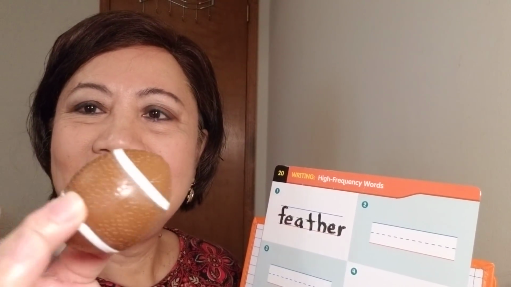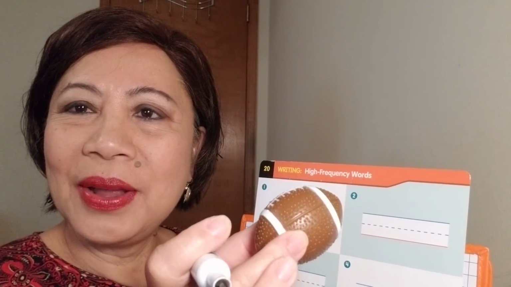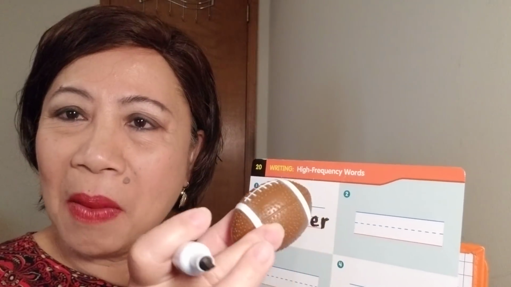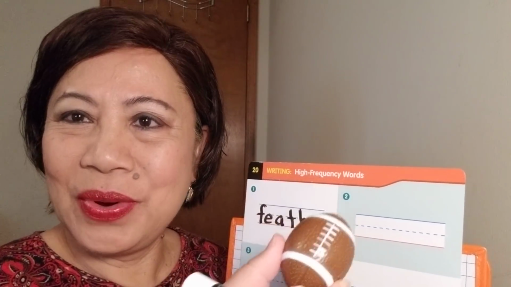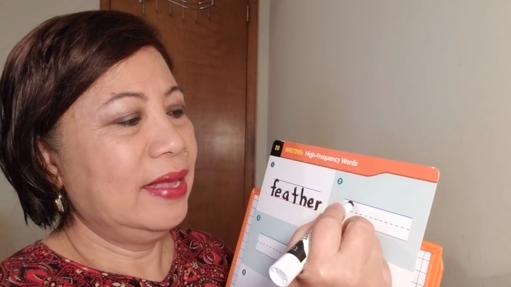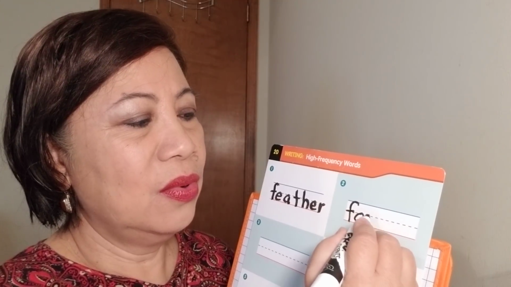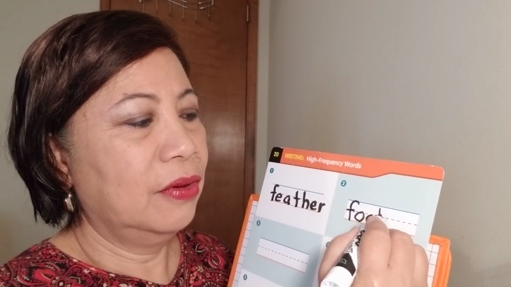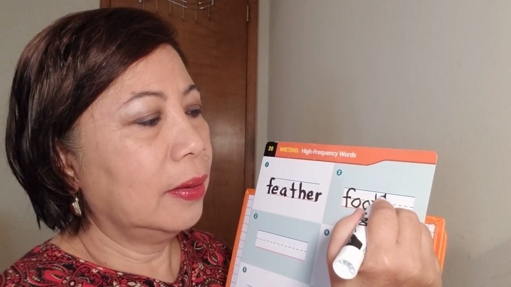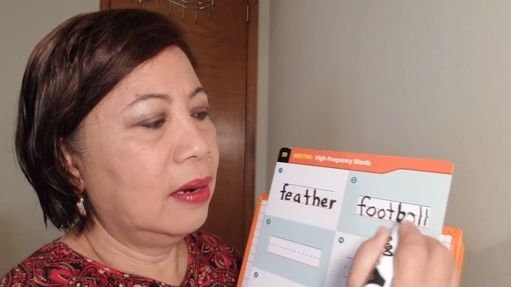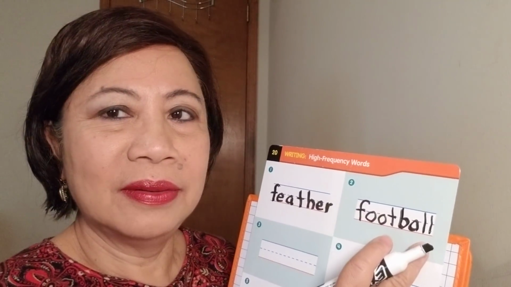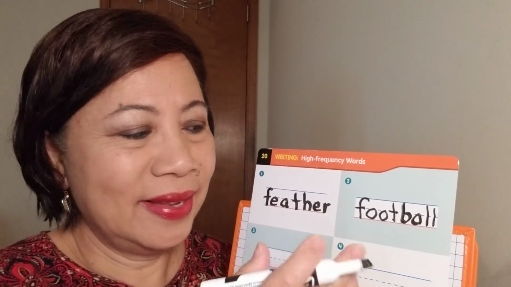What is this? Have you seen this? Football. How do you spell football? That's a compound word. Football. How do you spell it? Let's write it down. F-O-O-T. Football. B-A-L-L. Ball. Football. Your turn to read. Football. Very good.